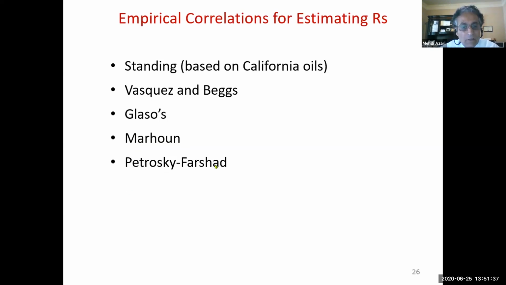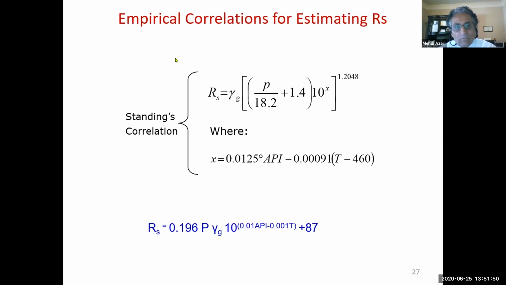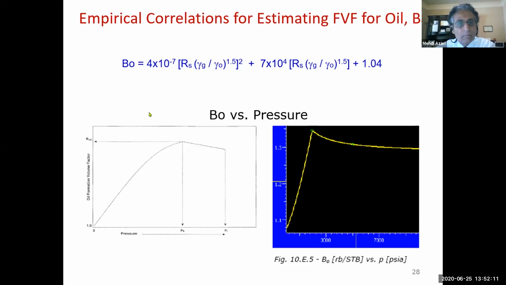And then Petrosky and Farshad. Farshad is my friend, was at LSU, University of Louisiana. They also did some work on this Rs calculation. And then again, I'm putting in some equations like the Standing correlation. There's an X here, and X is defined by API and temperature. And then this is another correlation, which uses pressure, gamma G, API, and temperature, all right? So different correlations. The next thing is formation volume factor.